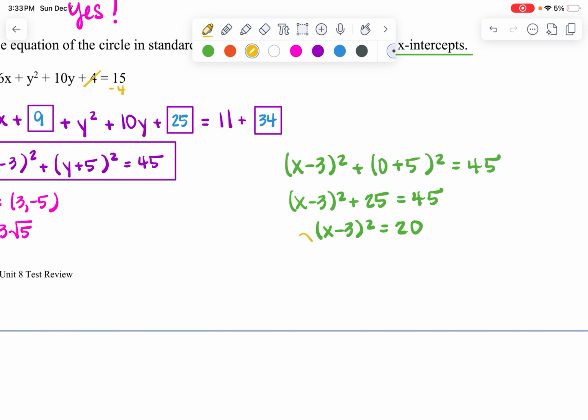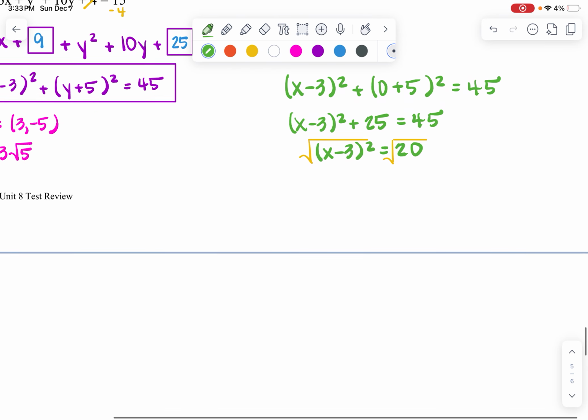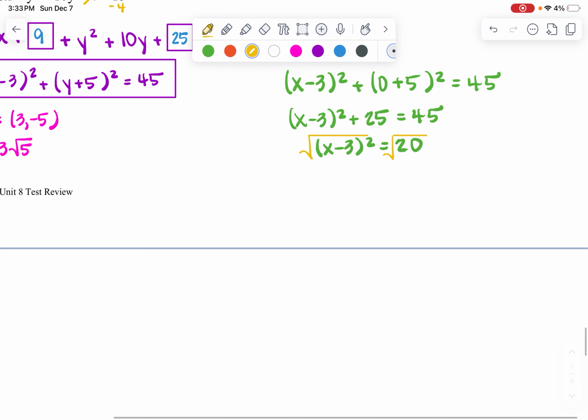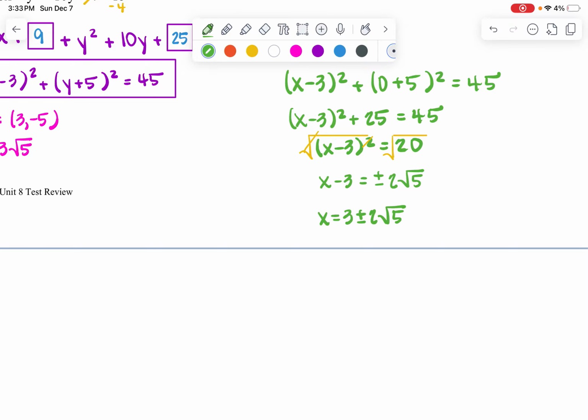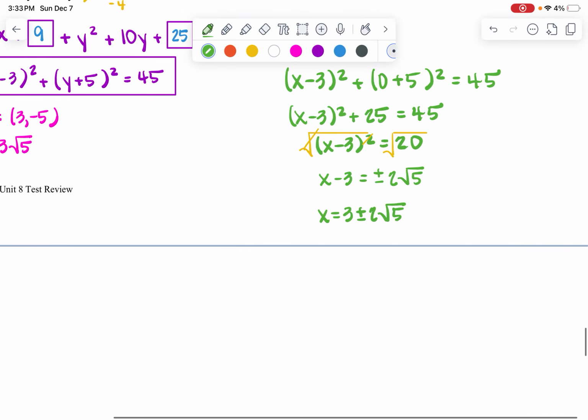Then I'm going to square root both sides. Now, obviously 20 is not a perfect square, and that's okay, right? Squares and square roots cancel, which allows me to drop the parentheses. So I'm going to get x minus 3 equals plus or minus, don't forget, 2 root 5. And then I'm going to add the 3, which of course goes in the front. We've talked about that numerous times. And so I'm going to get 3 plus or minus 2 root 5. And those are my x-intercepts.